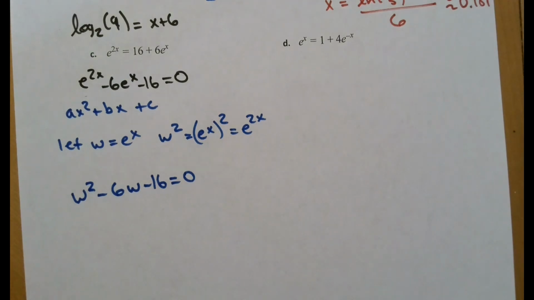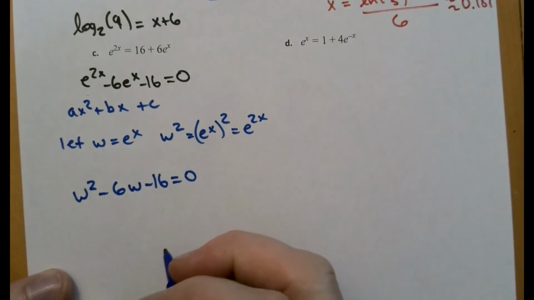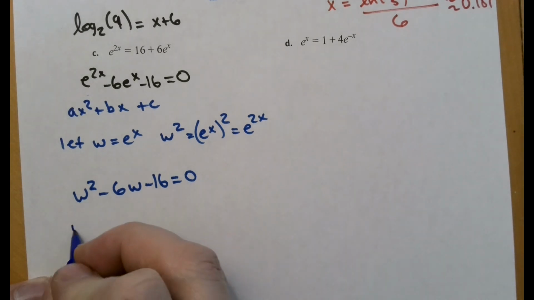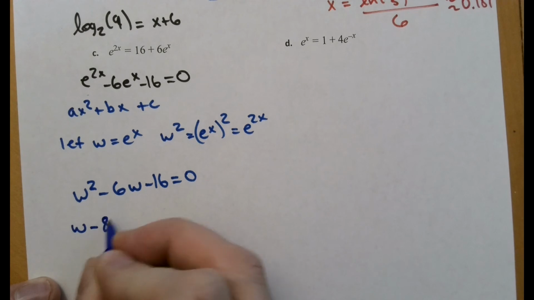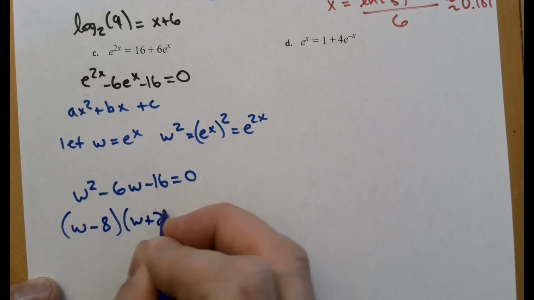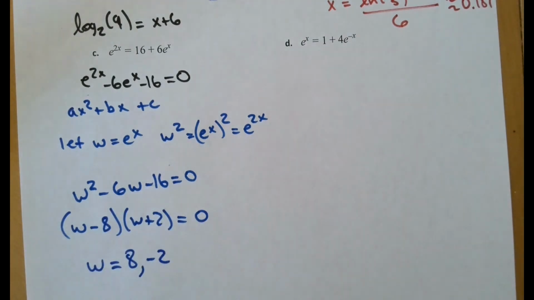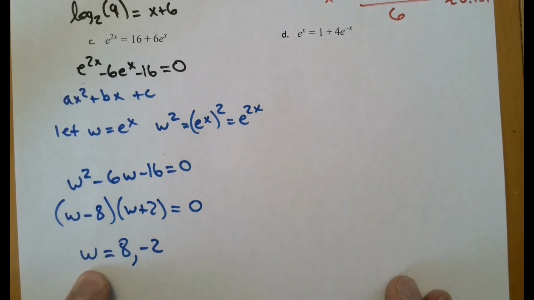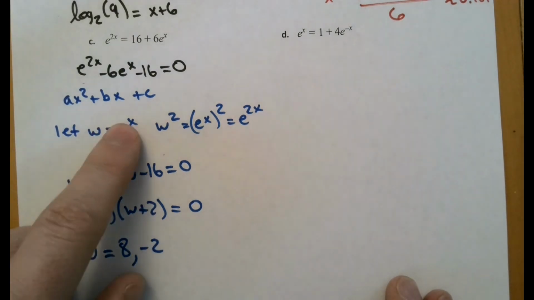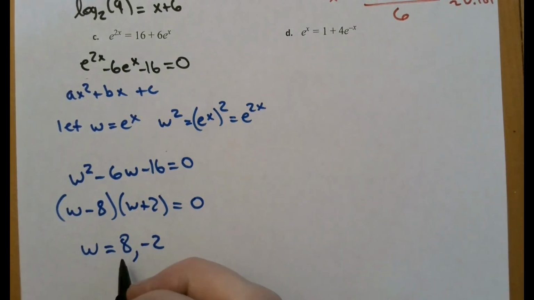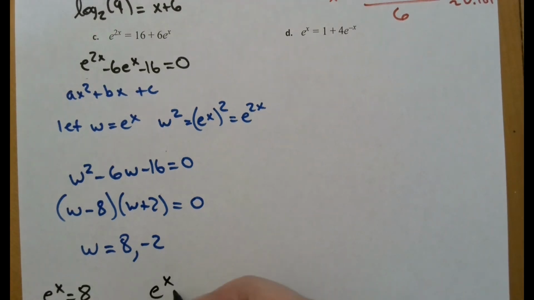You can solve however you wish. Complete the square, quadratic formula, factoring if you can, graph it, whatever you want. I'm going to go ahead and factor this because it is factorable, and that's the fastest way. So that's w minus 8 and w plus 2 equals 0. So I get 2 solutions to this quadratic. W equals positive 8 and negative 2. Now remember, w is a placeholder for e to the x, which is the actual values we want. So we have then 2 equations to solve. E to the x equals 8, and e to the x equals negative 2.